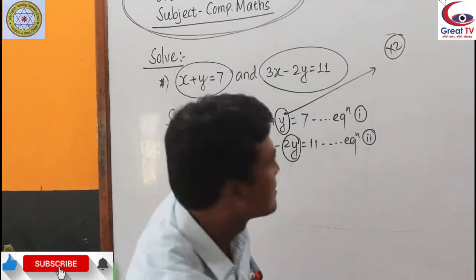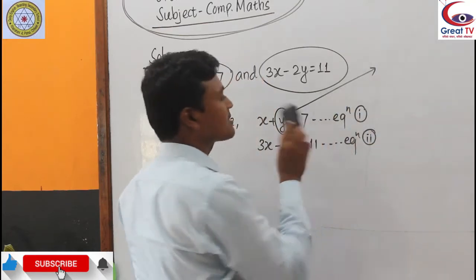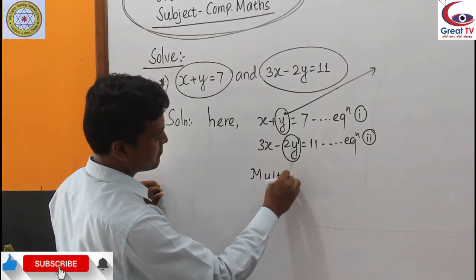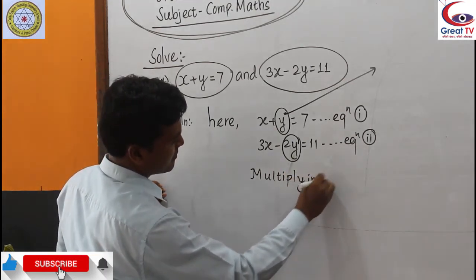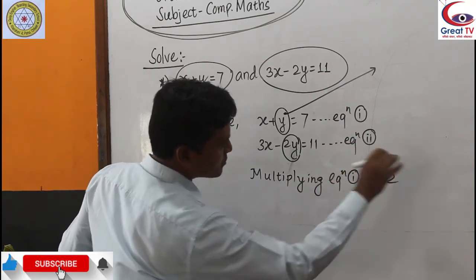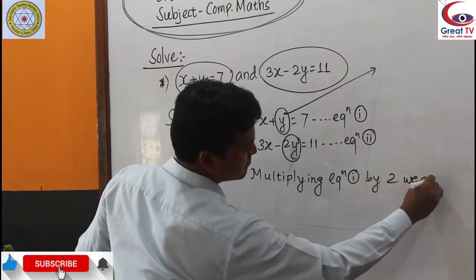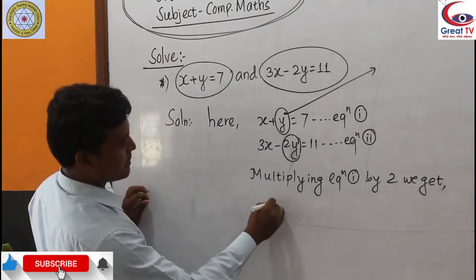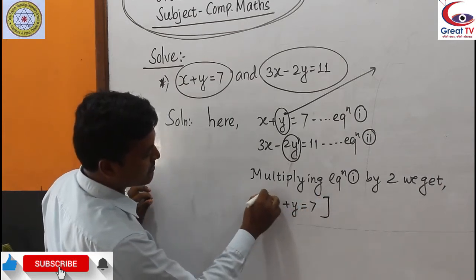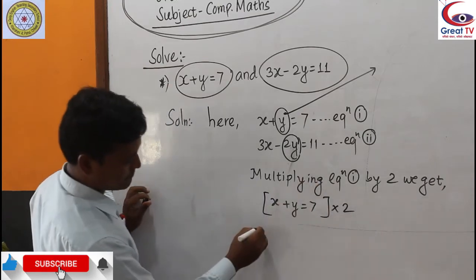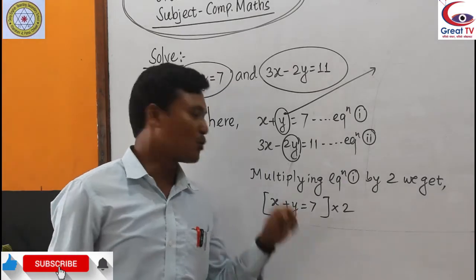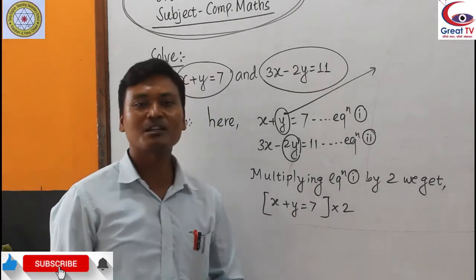So my dear students, we should multiply equation first by 2. So do write: multiplying equation first by 2. We get x plus y equals 7. This is equation first. We are multiplying this by 2. Then it becomes... we can multiply equation first by 2.